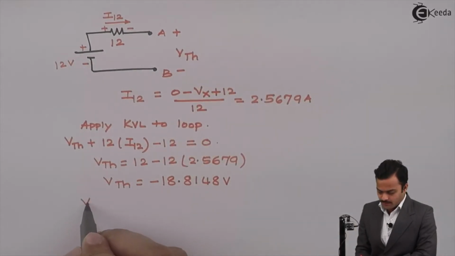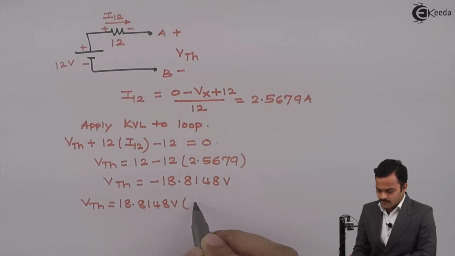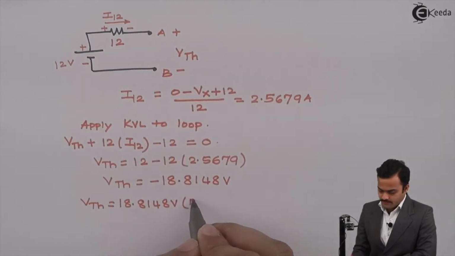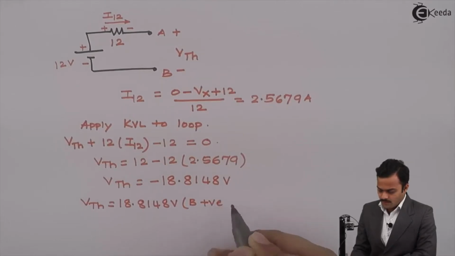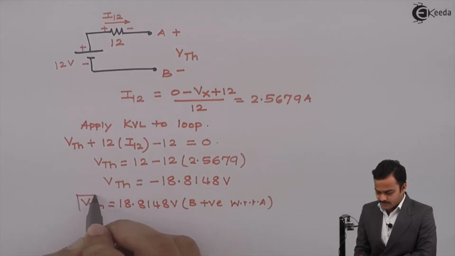So I will write it properly. Vth I will get 18.8148 volt, where B is positive with respect to A. So this is the complete answer for Vth.